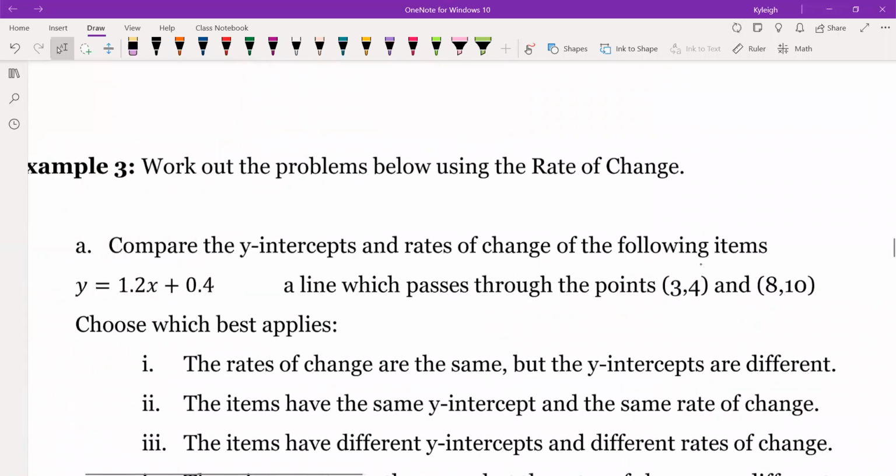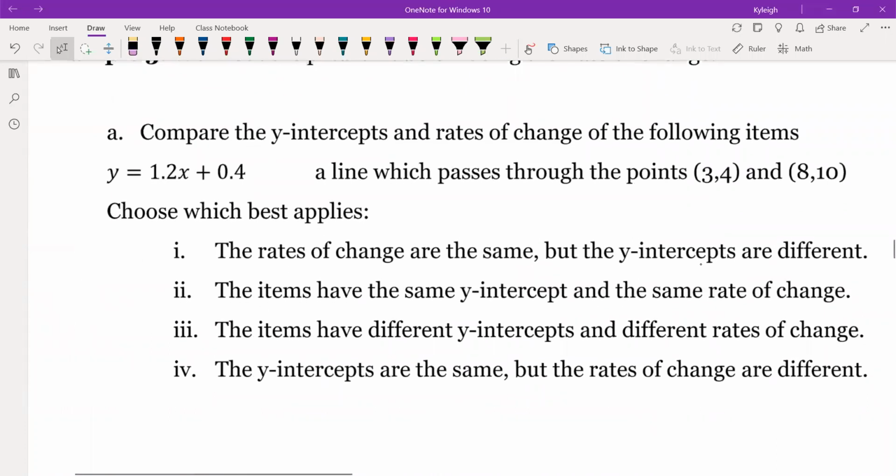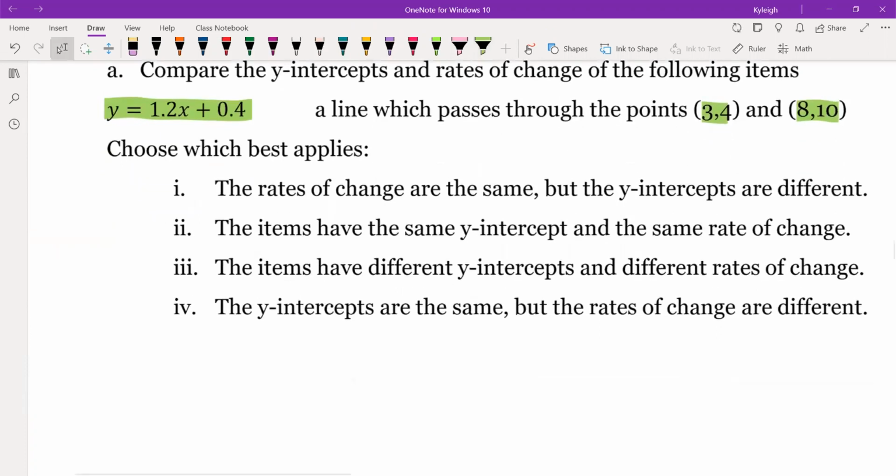The next page says work out the problem using the rate of change. So we're going to compare the y-intercepts and the rates of change of the following items. So here's an equation, and here's 2 ordered pairs. We want to figure out if their slopes are the same and if their rates of change are the same. Okay. So first thing we have to do is find the slope of the second one, of the 2 ordered pairs.